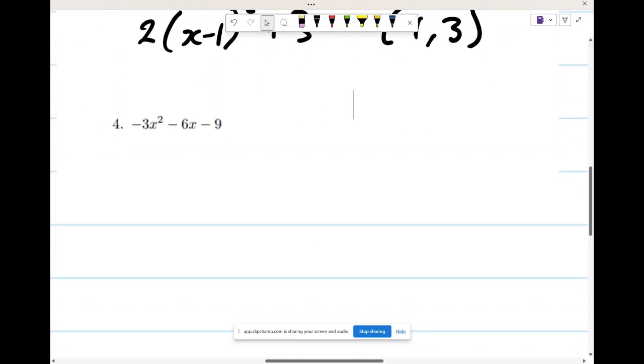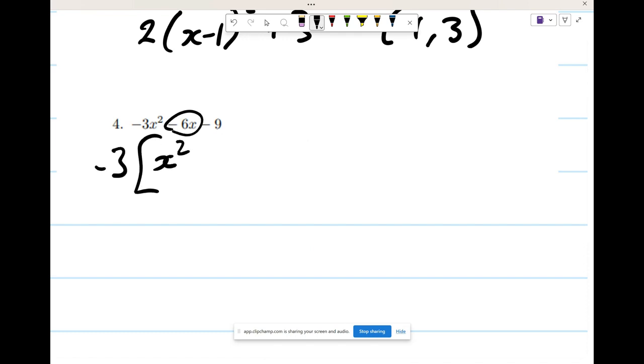On to the last one. We can't do this, we just need x squared. How are we going to get just x squared? Well, we're going to multiply by minus 3. How do we get minus 6? We're going to get plus 2. So minus 3 times plus 2 is minus 6. And how are we going to get minus 9? We're going to have plus 3, because minus 3 times plus 3 is minus 9.